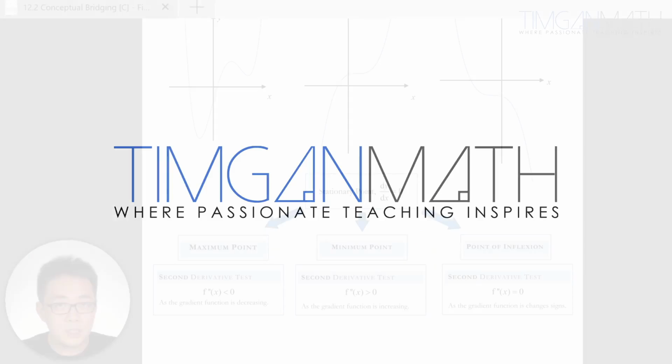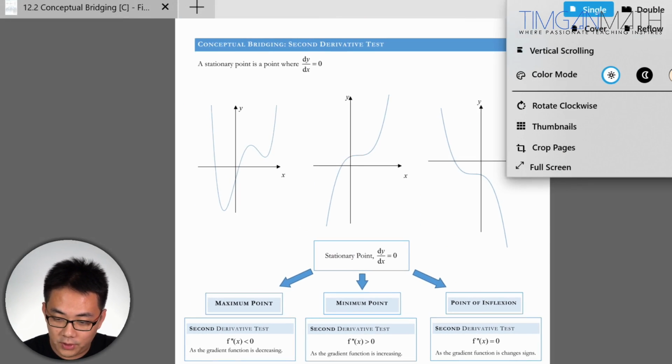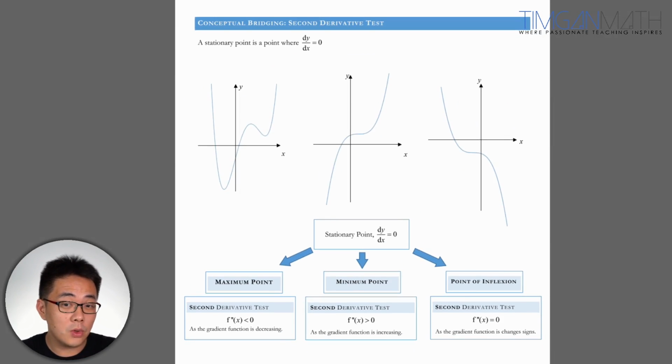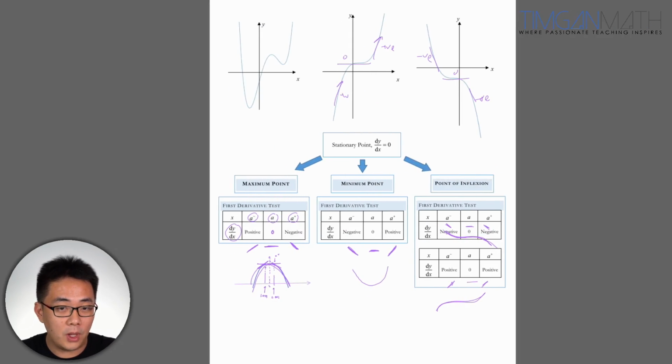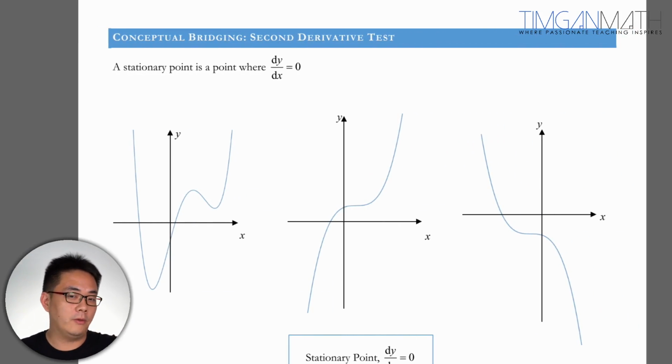So let's look at this part of the concept here, which is how we actually determine the shape of the curve by using a second derivative test. Actually, this is one of the tests which we use quite often. So we have already explored how to determine whether it is a max, min, or stationary point of inflection using the first derivative test. Now we're looking at the second derivative test, okay?